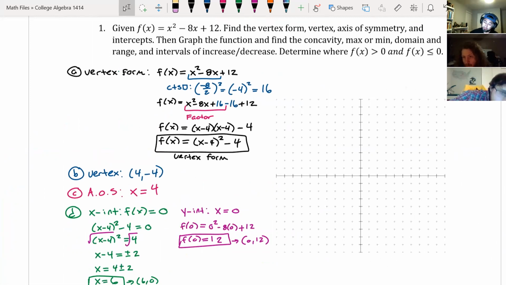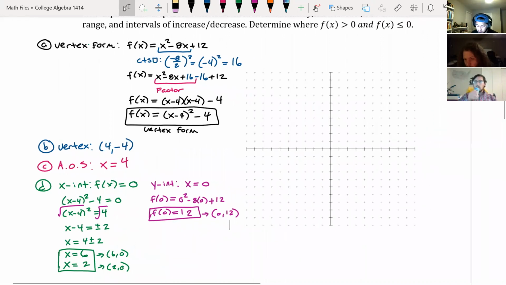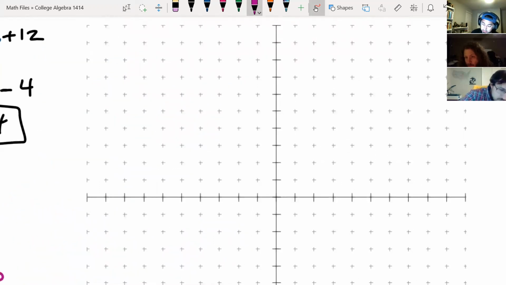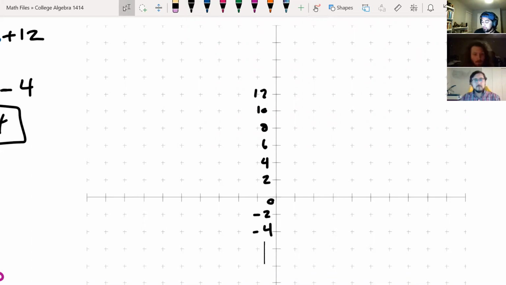Okay, so we have vertex form, the vertex, the axis of symmetry, and the intercepts. We can now move on to graphing this. I'm going to look at all my points and make my x and y axes with appropriate intervals. My vertex is (4, -4). I have 6 and 2 as my x-intercepts, but my y-intercept is 12. So I'm going to make the y values go up by 2s. The x-axis can stay the same. So 0, then 2, 4, 6, 8, 10, 12, and then 2 and negative 4. Everything else on the x-axis will stay the same.